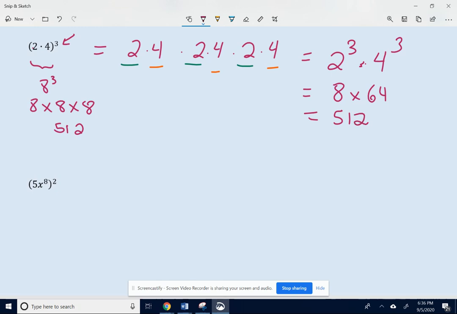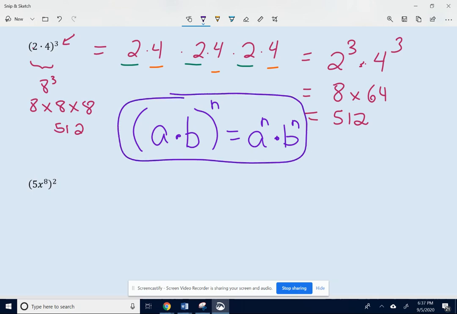Okay, but here's the rule. If I have any two or more factors multiplied together, taken to a power, let's just say a times b to the nth power, because it could be any power, one thing I could do is take the first factor to that power times the second factor to that power.